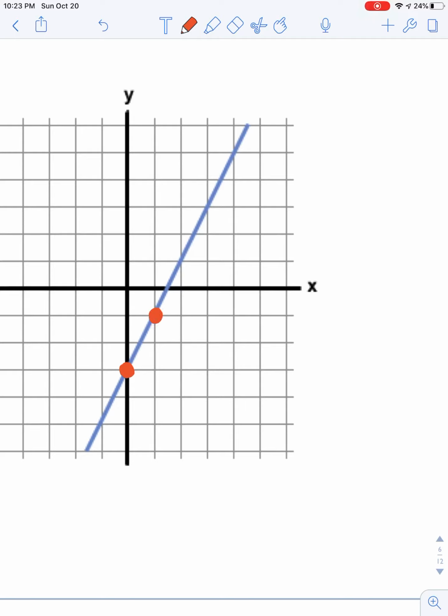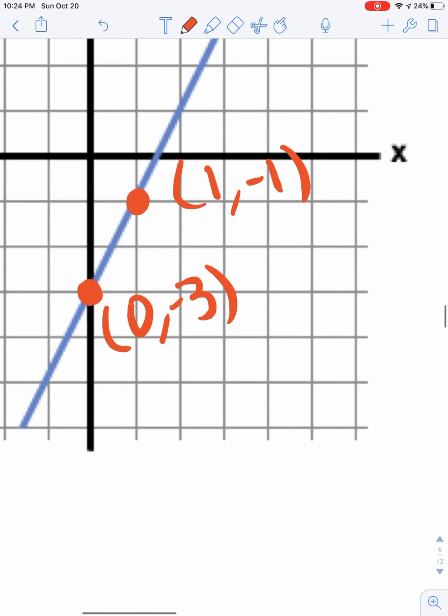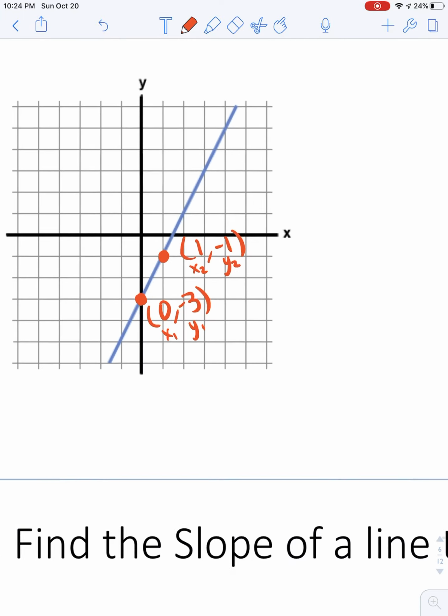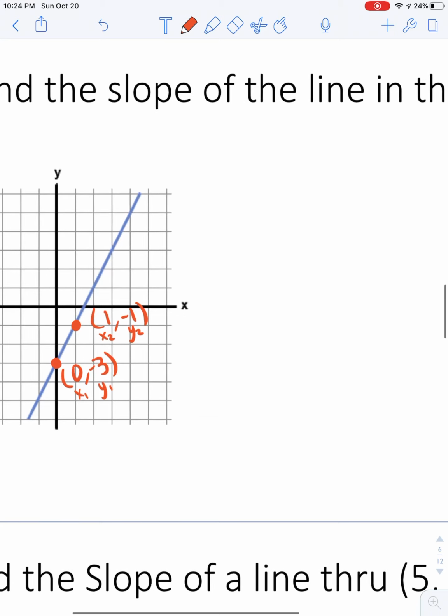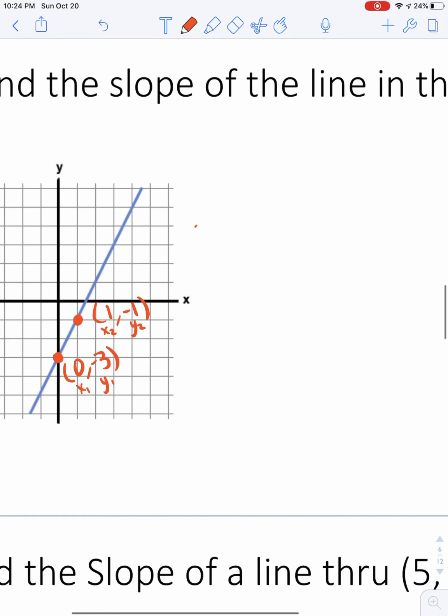Okay, and if I label these points, this first point is (0, -3), and the second point is (1, -1). And I can actually treat this the same way I did the last problem. We'll call this x1, y1, and x2, y2. And one thing to know, it doesn't actually matter which one you call 1 and which one you call 2 as long as you're consistent. So don't stress about that. Just pick one to call point 1 and pick one to call point 2.